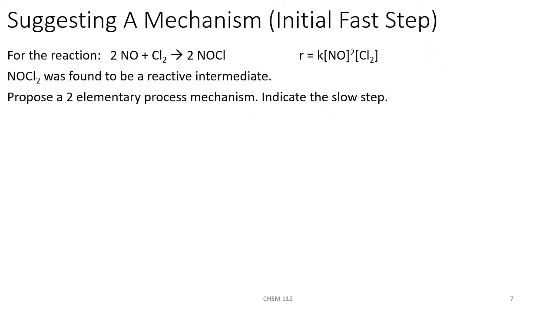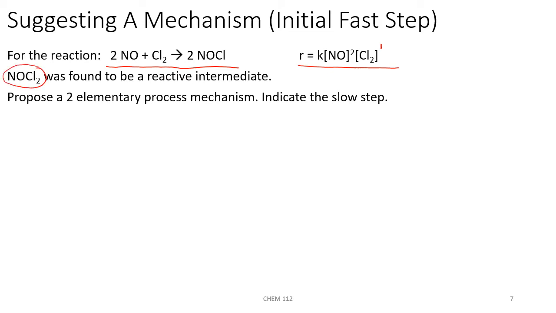Let's try another example. We have a reaction, 2 nitrogen monoxide plus chlorine forming 2NOCl. We also know the rate law for the overall reaction, R equals K times the concentration of nitrogen monoxide to the second order times the concentration of chlorine to the first order. We were told that NOCl2 is a reactive intermediate.